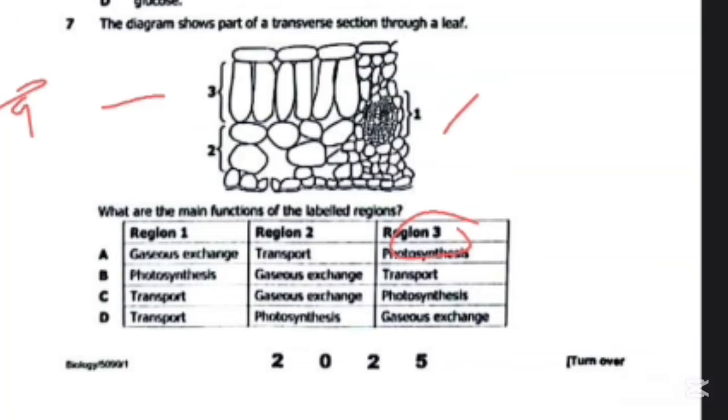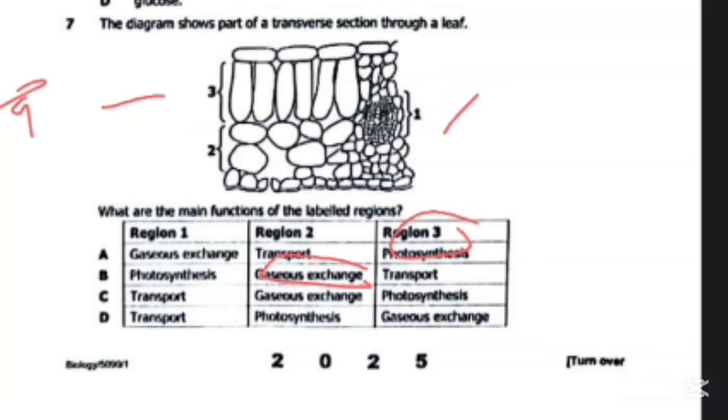Moving on to 2. I told you that when you see a space here and it's loosely packed compared to 3, just know that this is the spongy mesophyll layer. And when there is space, what do you expect? Diffusion to occur. And diffusion is the process of gaseous exchange. So region 2 is the spongy mesophyll layer, and it is involved in gaseous exchange.